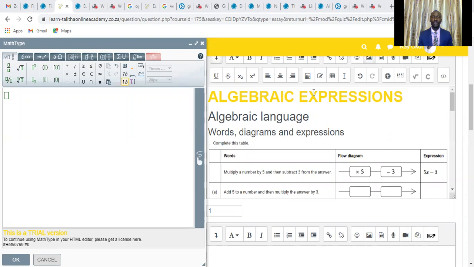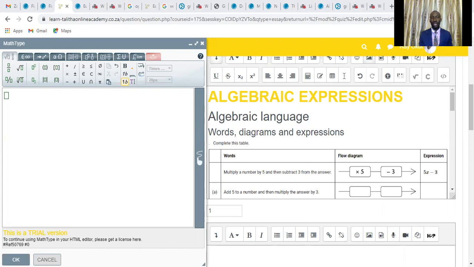Algebraic expressions. In this lesson, we discuss algebraic expressions. Now, in one previous lesson, we discussed the different terms that are used to describe expressions in algebra. In this lesson, we expand our understanding of algebra in what is called algebraic expressions. We will also, with time, look at algebraic language: the words, the diagrams, and also the expressions.